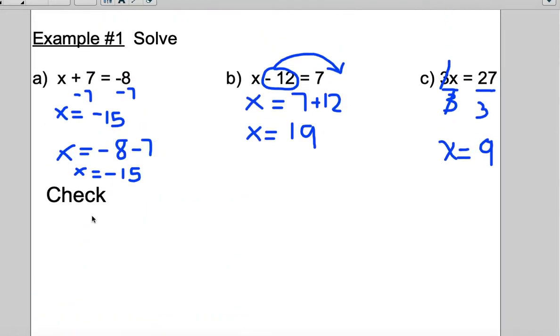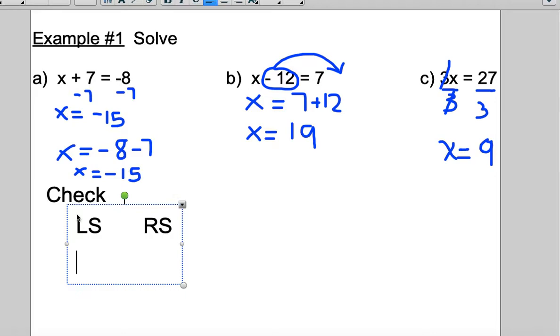Come back up here. So for the check, you're going to have left side, and then you're going to have right side. For the left side of the check, you want to take the equation exactly how it looks. So you're going to have x plus 7, and then on the right side of your equation, you're going to take exactly how it looks on the right side of the equation. So there's just a -8 on the right side of the equation.